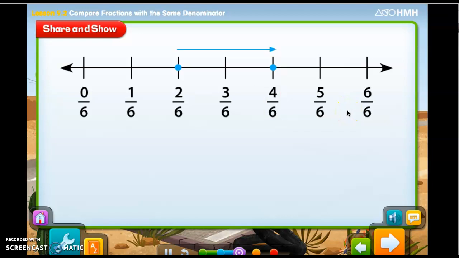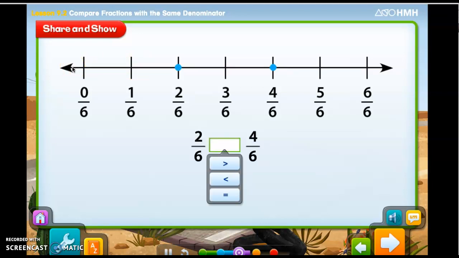What happens as you move to the right along the number line? The fractions increase in size. They're getting bigger as you move to the right because the fraction represents the distance from 0. For instance, 4/6 is farther from 0 than 2/6. Let's compare the fractions. Select the correct symbol to complete the number sentence.